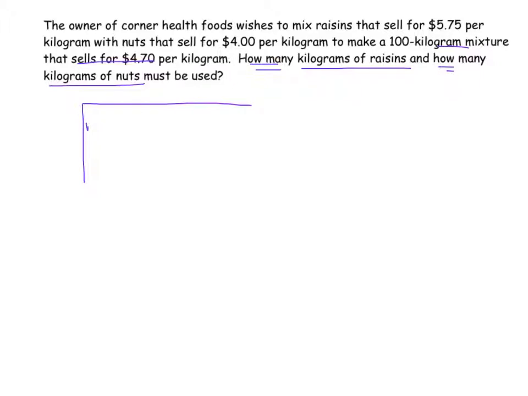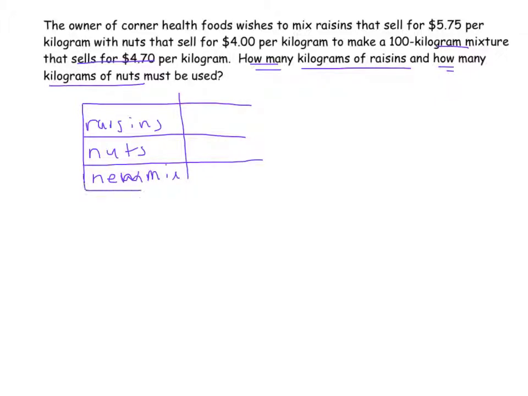So I know that I'm going to be talking about raisins and nuts. And I know that I have this new mixture, so the new mix. And what we're looking for is how many kilograms, so the number of kilograms. And what we also know, or what we're going to be looking at, is the cost.